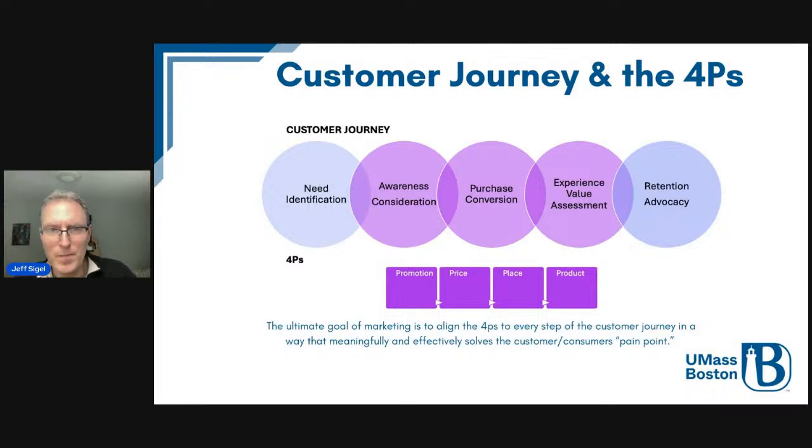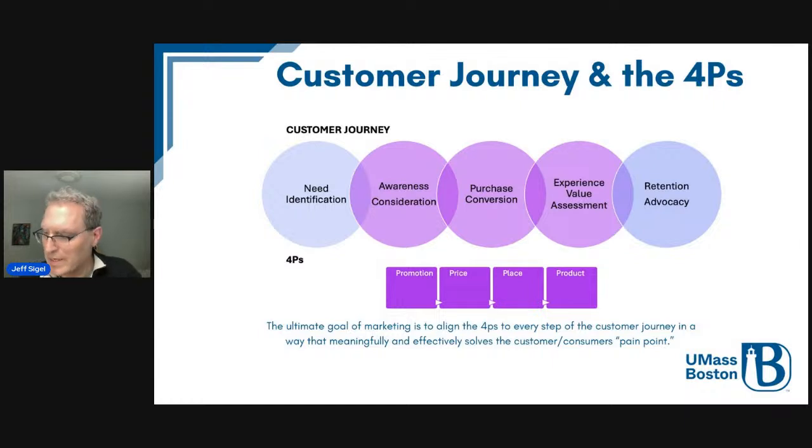of positioning. Positioning is really the foundation of marketing strategy. But eventually that positioning needs to be turned into execution. And the 4 Ps are the way that we do that. The 4 Ps are product, price, place, and promotion. And we will talk about each of those in turn.